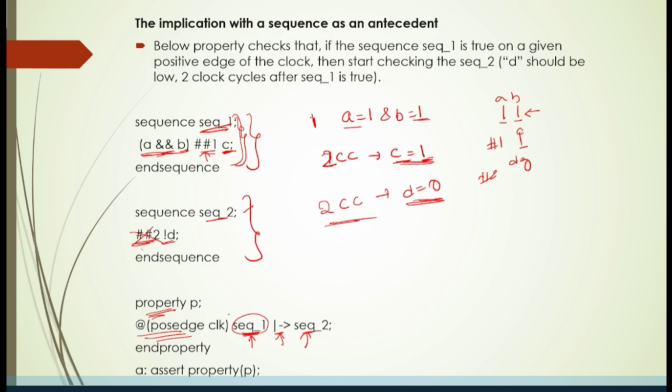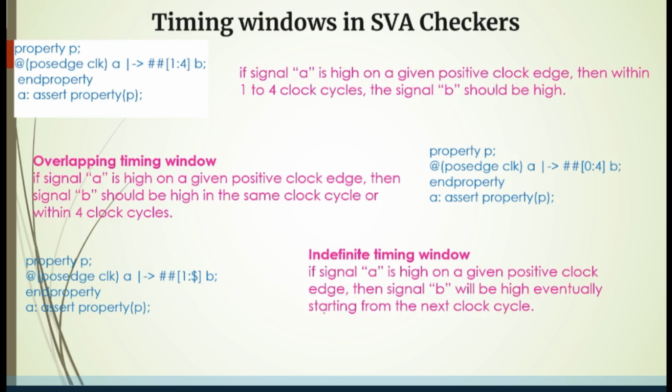Clear? So this is how you will be writing the assertions within your SystemVerilog code while you are developing the test benches. Just like you have used the time delays within the sequences, you will be using the same within these properties also. If you see here, it is a range. That means after A is high, then within 1 to 4 clock cycles B should be high.